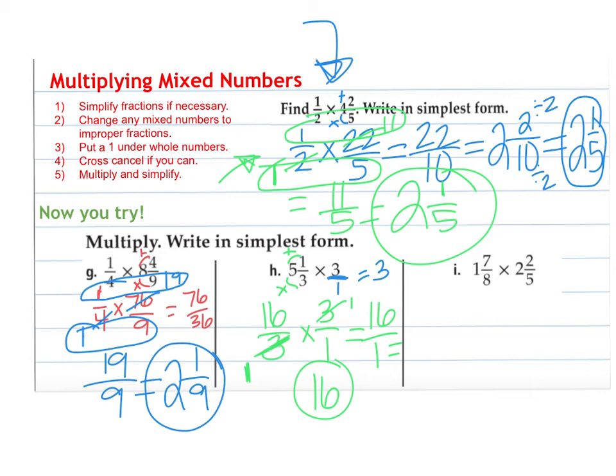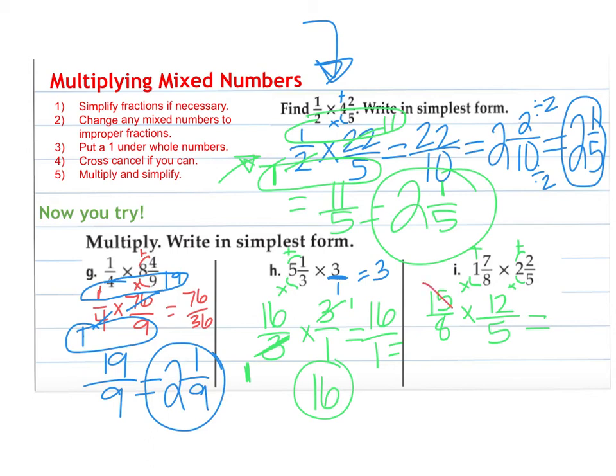And then we have 1 and 7/8 times 2 and 2/5. So we have 8 times 1 is 8 plus 7, so 15/8 times 5 times 2 is 10 plus 2 is 12/5. I can multiply straight across, and I would have some very, very large numbers. So I'm going to cross cancel. If you want to multiply straight across and then simplify all the way down, that's fine. Just make sure that you get the same answer that I get.